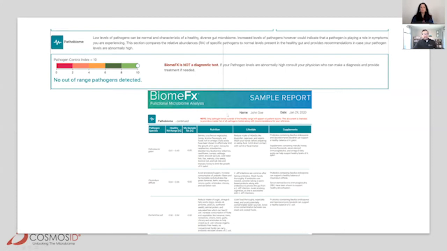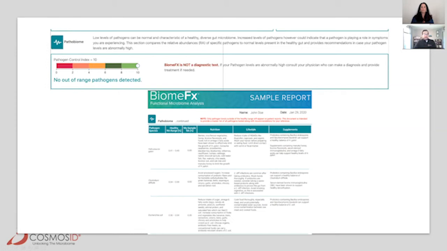And that's a really important thing to know, because in the report itself, we're not going to show you anything about the range of pathogens unless they are out of range. If they're within the range of the U.S. healthy population, you won't see anything, right? And then right after the pathogen control index, you'll get a list of all of the pathogens that we did sequence for, and it'll say explicitly none of these are out of range.